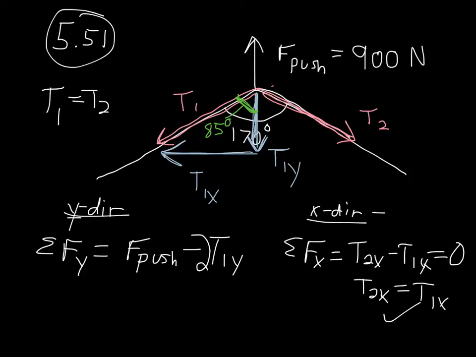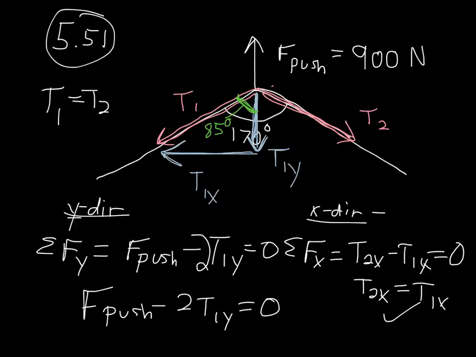Let's come back to the y direction. What do we know about these two in the y direction? F push minus 2T1y equals mass times acceleration in the y direction. How fast is this thing moving in the y direction? 0. It's pulled taut, so nothing happened in the y direction. So that means I can say F push minus 2 times T1y is equal to 0. Any questions on that? We're good with that.